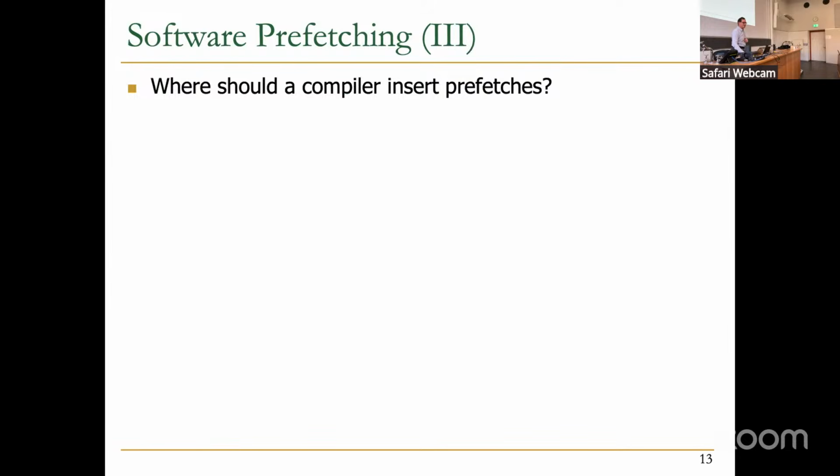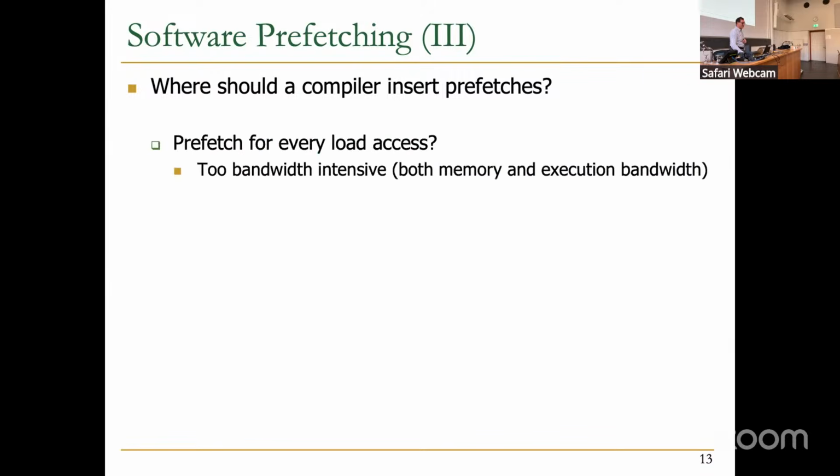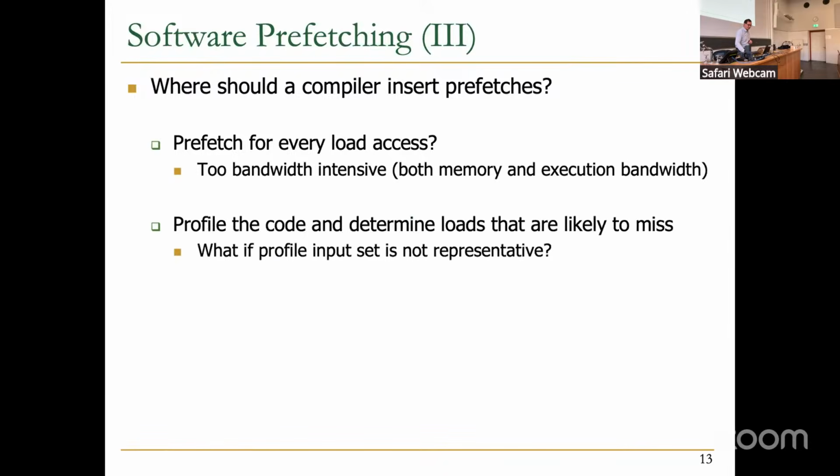Okay, so basically what I'm getting at is, where should a compiler insert prefetches? This is similar to what we've discussed earlier, but then there's a more fundamental question. What do you prefetch for, right? Do you prefetch for every load that you're going to see? The downside over here is every load is not going to miss in the cache. So it's actually very bandwidth intensive in terms of both memory bandwidth as well as execution bandwidth. Or do you profile the code and determine loads that are likely to miss? That's what most people do in compilation, as well as if you do it dynamically.